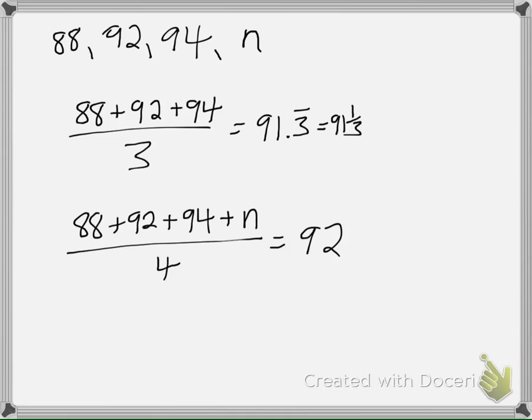Now, we can add these together still, right? They're just numbers. 88 plus 92 plus 94. I can do that, right? In fact, I just did it a second ago. It was 274. So I have 274 plus n divided by 4 equals 92.